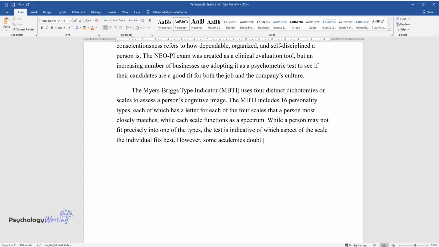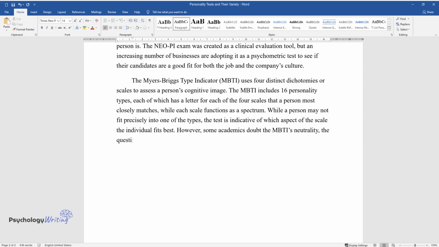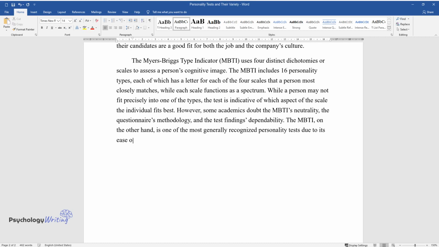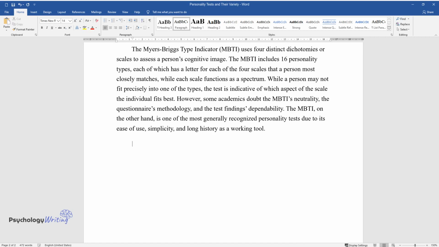However, some academics doubt the MBTI's neutrality, the questionnaires' methodology, and the test findings' dependability. The MBTI, on the other hand, is one of the most generally recognized personality tests due to its ease of use, simplicity, and long history as a working tool.